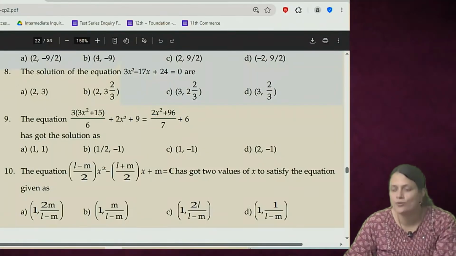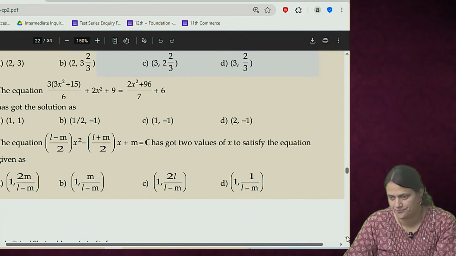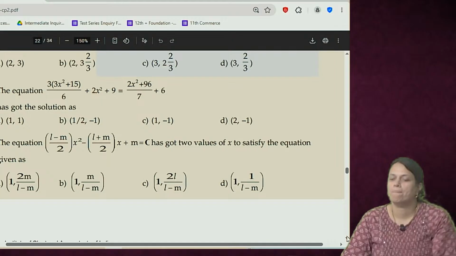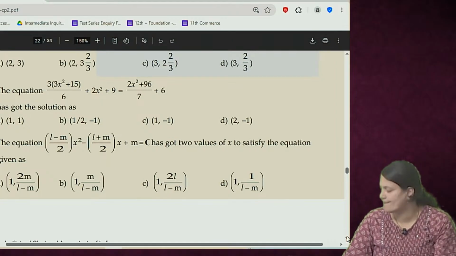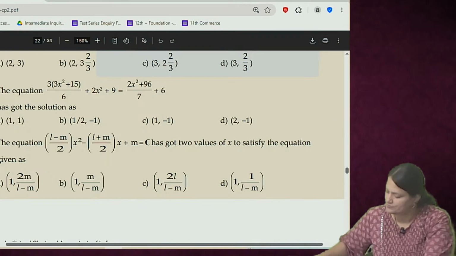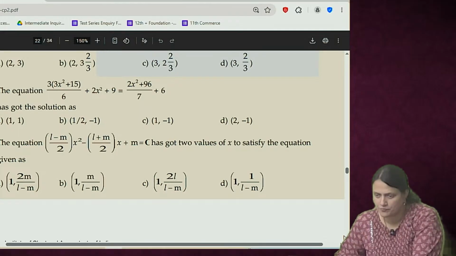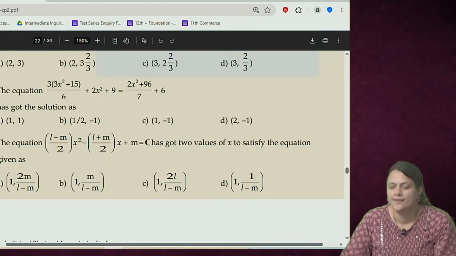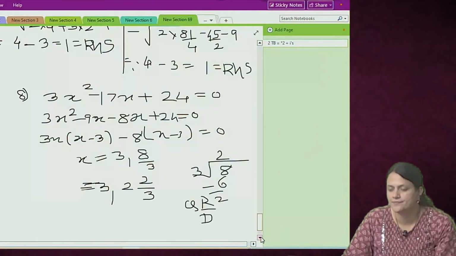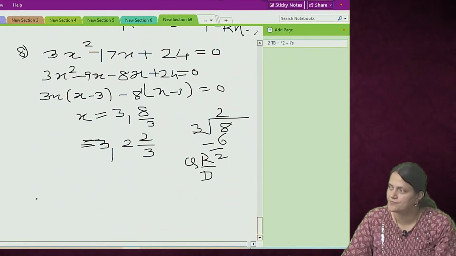So option C for the 8th one. Let us go to 9th one. Solve by the method of substitution.